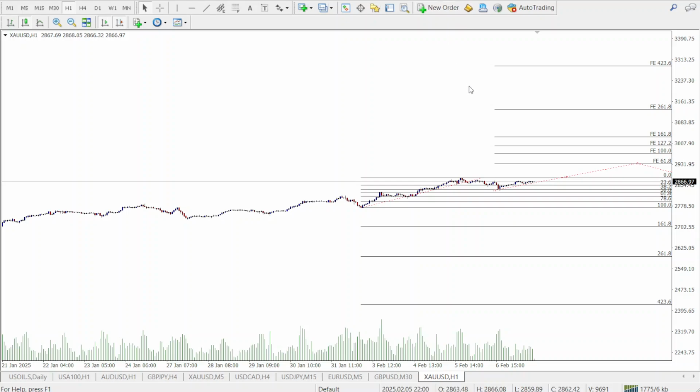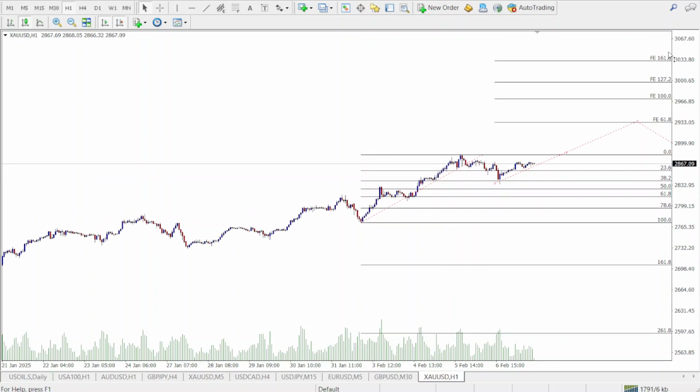When you're talking about long trends, the 261.8% and 423.6% are used for identifying long-term targets in strong trends.